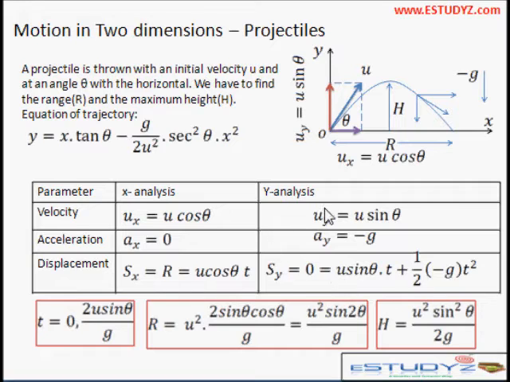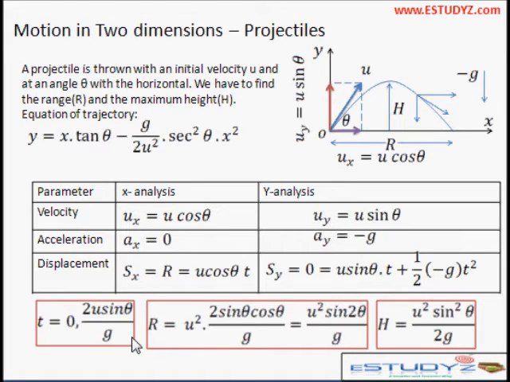Now you can find out the time of flight by solving this equation Sy equals 0, which is equal to u sin theta t minus half g t square. We'll get two values of t from this quadratic equation. One is 0 and the other one is 2u sin theta by g. The 0 signifies the beginning of the flight, which is the origin, and time 2u sin theta by g signifies the end of flight.